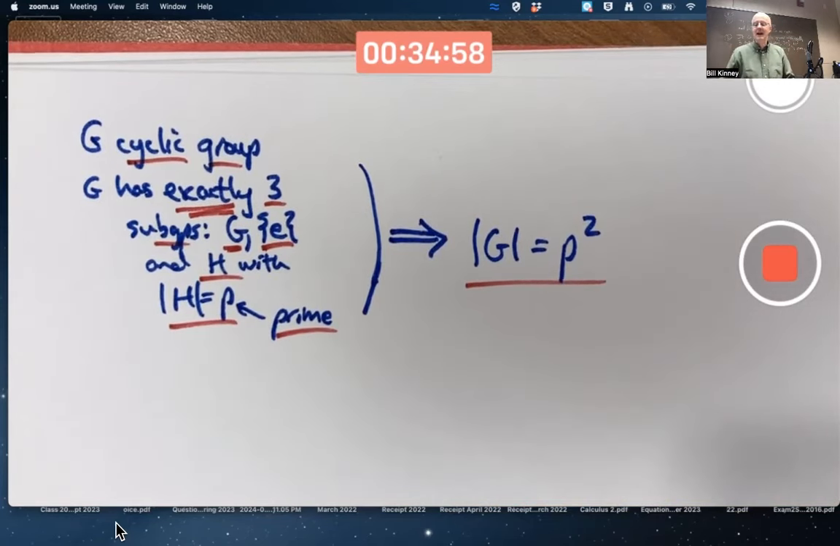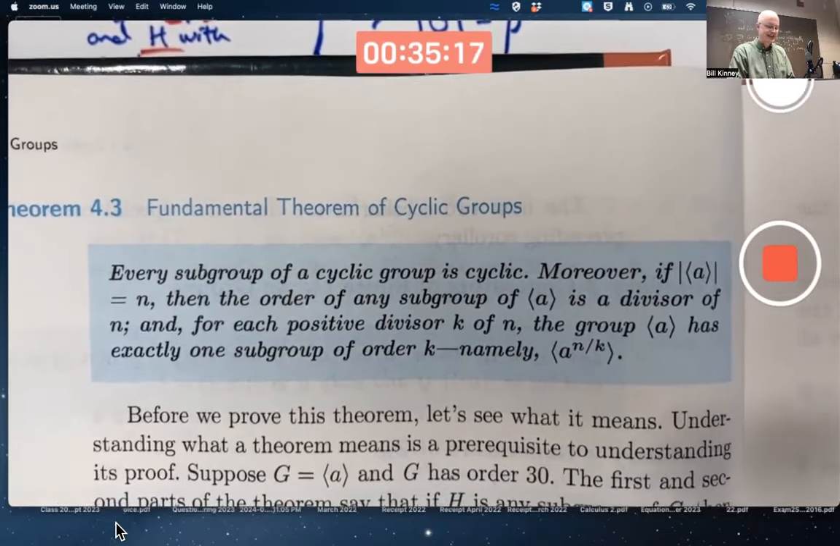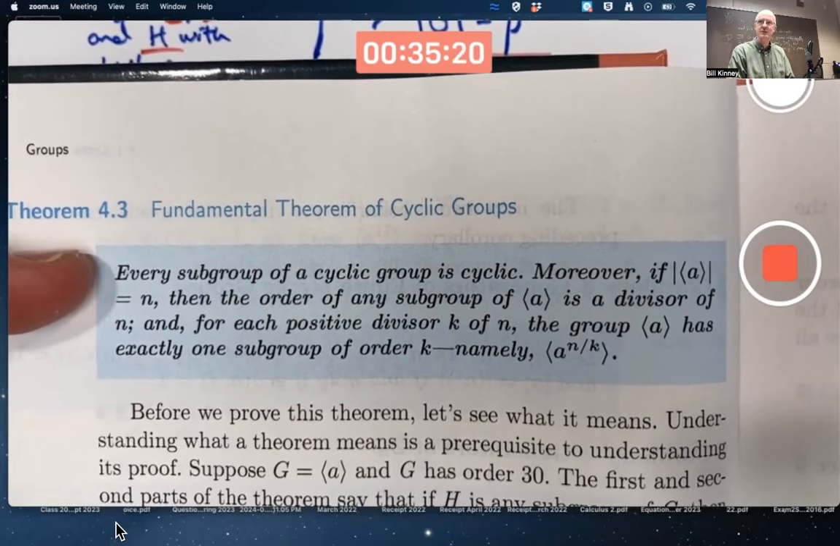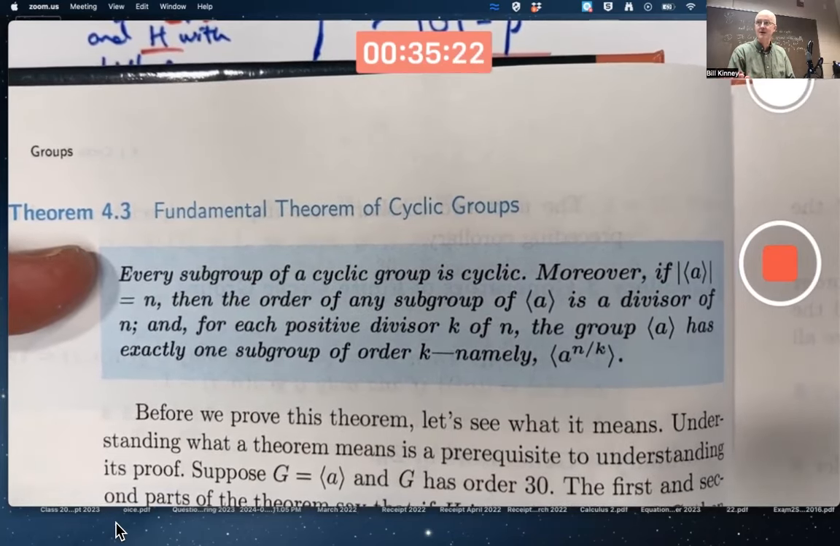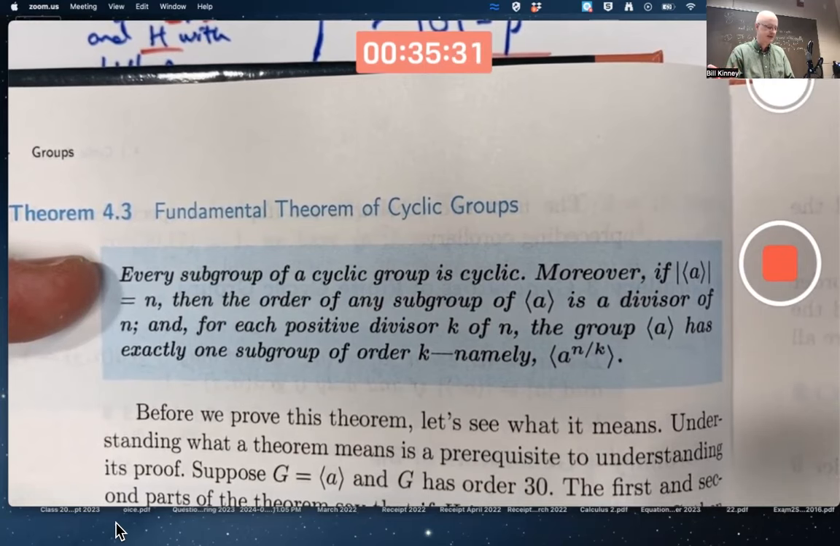I wanted you to think about this ahead of time using a theorem. I hope you've at least figured out that the key theorem to use is the fundamental theorem of cyclic groups. If you had an inkling that that was the best thing to use, that's definitely progress. What does it say? It says every subgroup of a cyclic group is cyclic. So we have a cyclic group here, so yes, G itself is cyclic. The trivial subgroup is always cyclic, generated by itself. And H, which we're assuming has order P, is also cyclic.